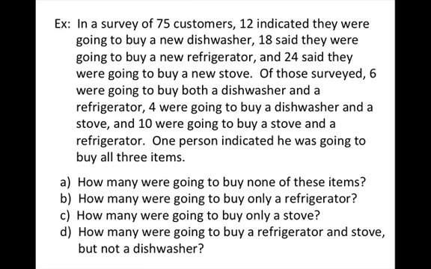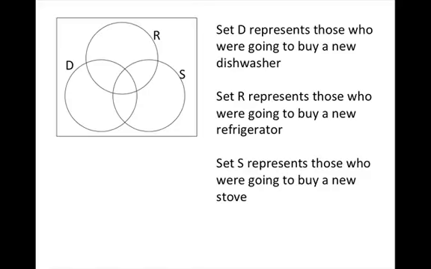Now to answer the questions, again, I want to draw a Venn diagram. So I begin with a Venn diagram with 3 sets. The circle for D represents those people buying a dishwasher. The circle for R represents those people buying a refrigerator. And S represents the people buying a stove. You can label these with any variable you want, and you can put these in any order you want.